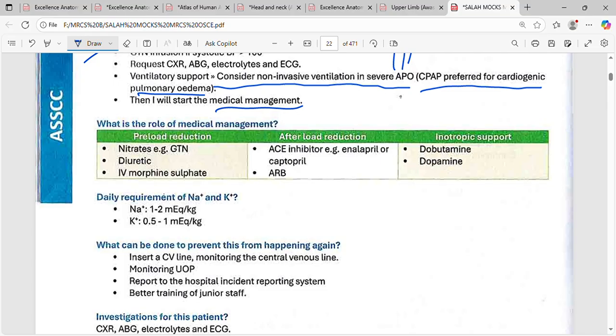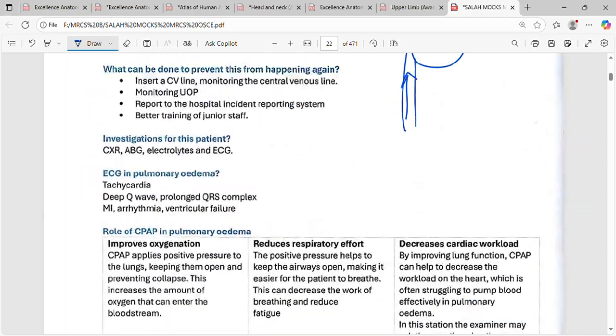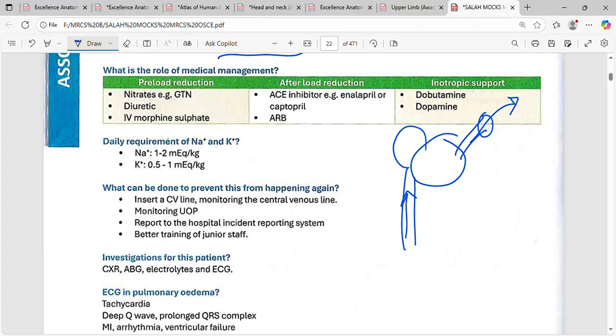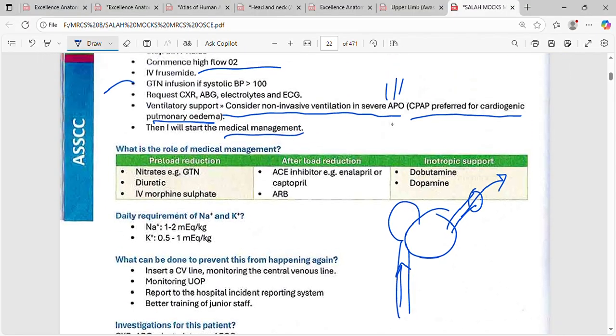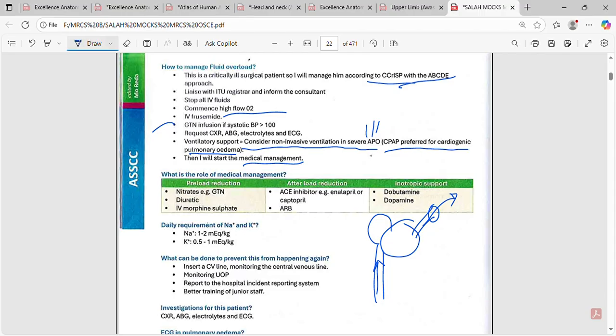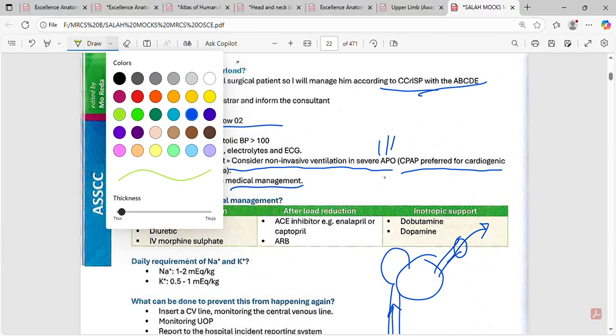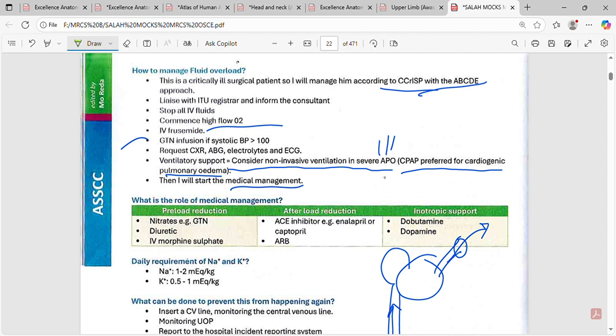What is the role of medical management? So preload reduction we use. Okay, so the heart has preload and afterload. The heart has two things, preload and afterload. So preload reduction, afterload reduction, and inotropic support.